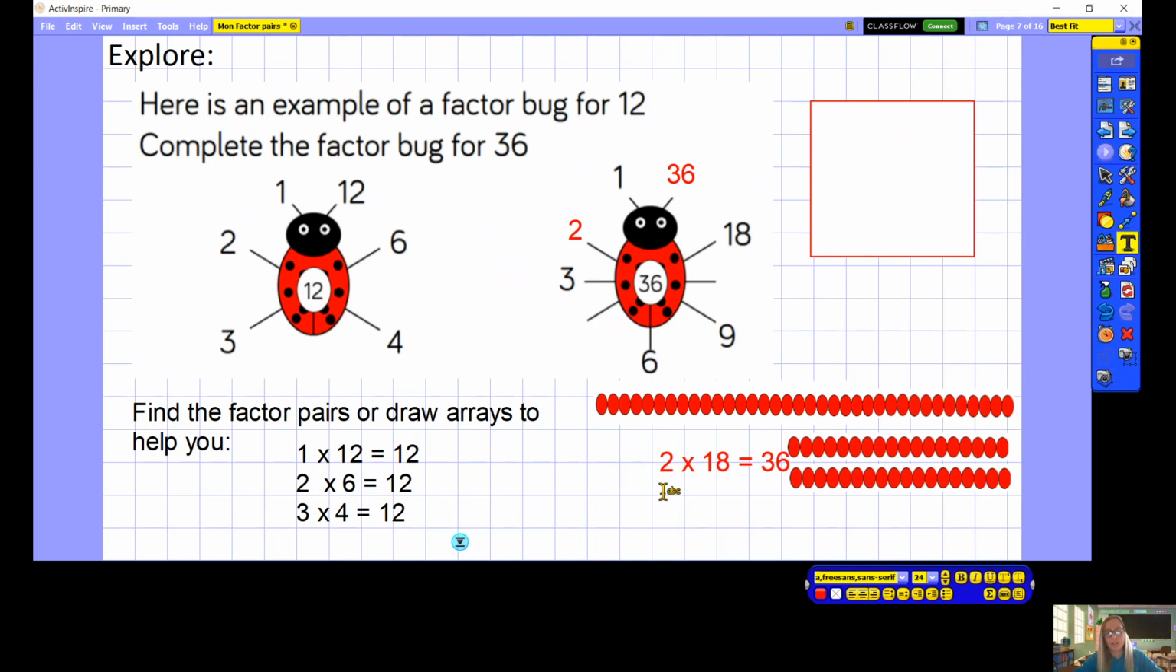3 times something equals 36. So 3, I was going to arrange these arrays differently. I can count out how many 3s there are in 36. So I know that there are 10 3s in 30, 2 3s in 6. So 3 times 12 is 36. And then something times 9 equals 36. So I know that 4 times 9 equals 36. And then finally, I've got 6 on my own at the bottom here, and that's because 6 times 6 equals 36, but we only need to write the factor 6 once. So here are all my factors of 36.